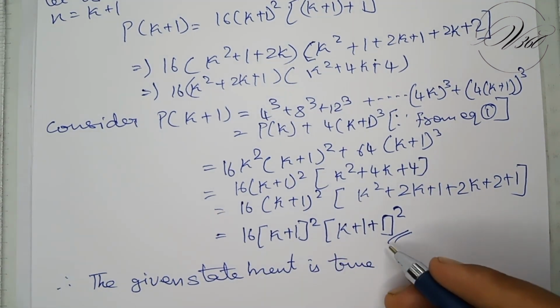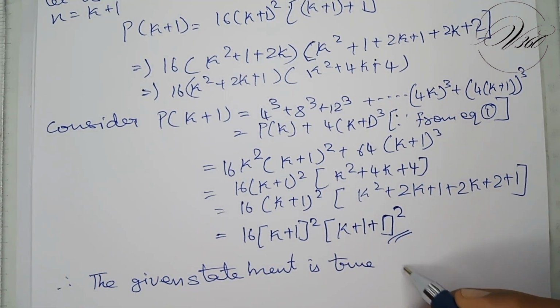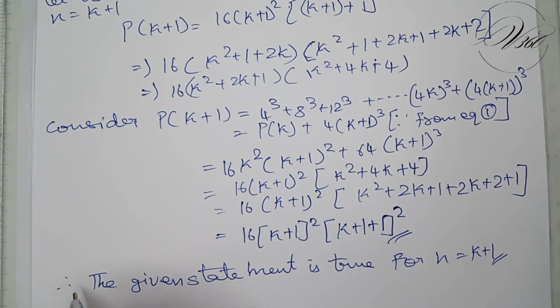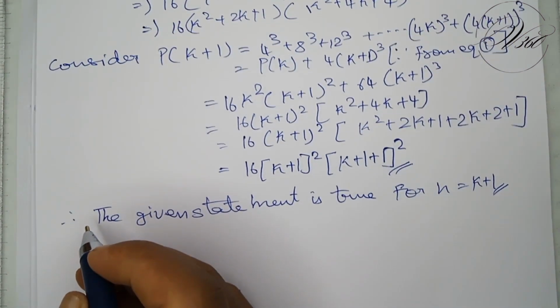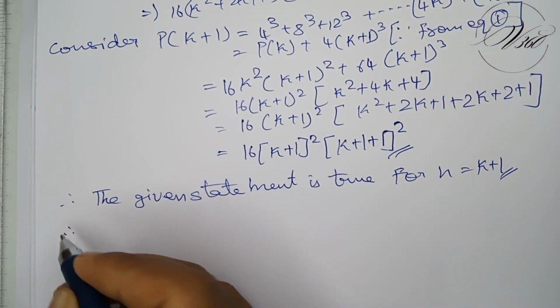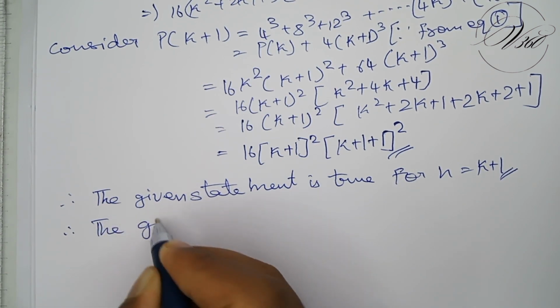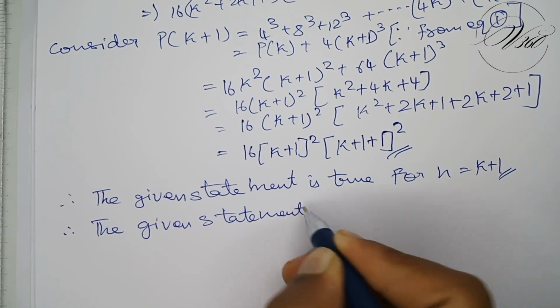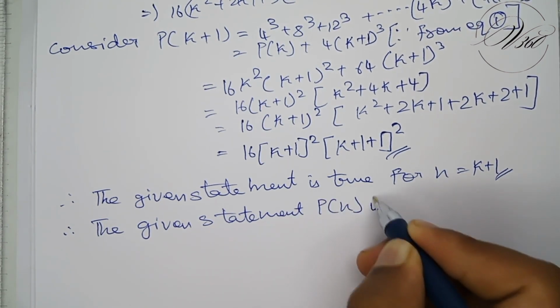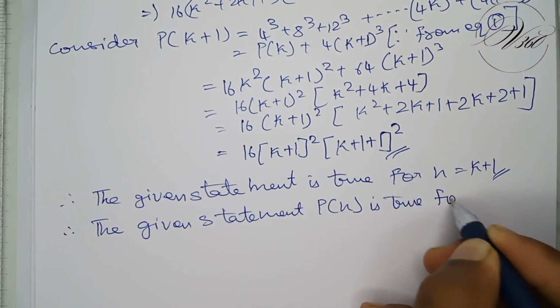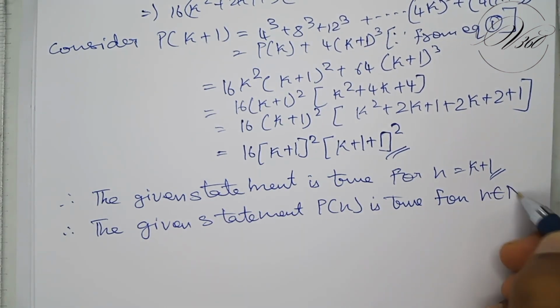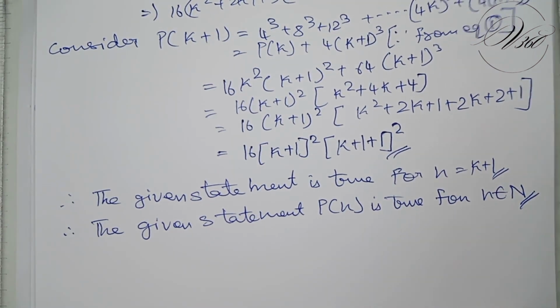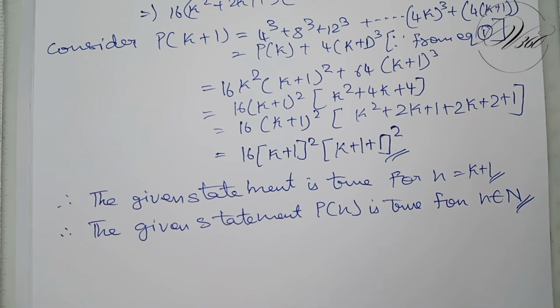Yeah, here we can write true for n equals k plus 1, and again there is another statement through which we can conclude the whole answer, that is: therefore the given statement p of n is true for n belongs to natural numbers. Therefore we have completed the fourth question.